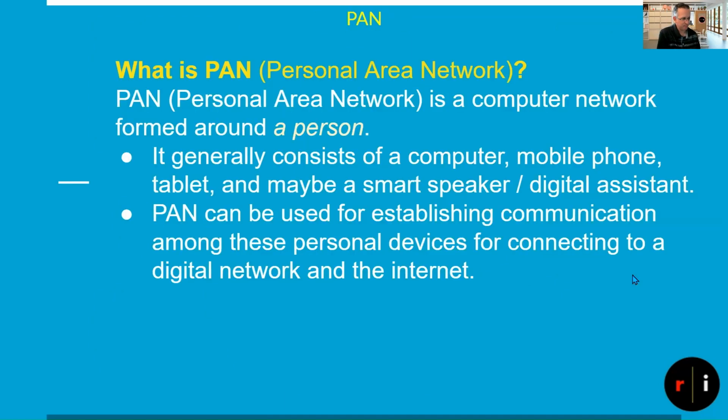What's a PAN? A PAN is a personal area network, which is a computer network formed around a person. So it's generally consisting of a computer, mobile phone, tablet, maybe a smart speaker or digital assistant like an Amazon Alexa or Google Assistant or Apple Siri, something like that. A PAN can be used to establish communications among all of these different personal devices.